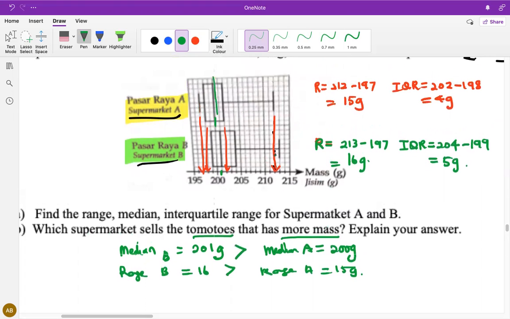So you can see here. Okay, so the median here is 50%. 50% is more than 200 gram. So here 50% is more than 201 gram. Okay, so here you can see is 50%, right? So this part is 50%. So here to here 50%. So you can see here the mass is more, right?